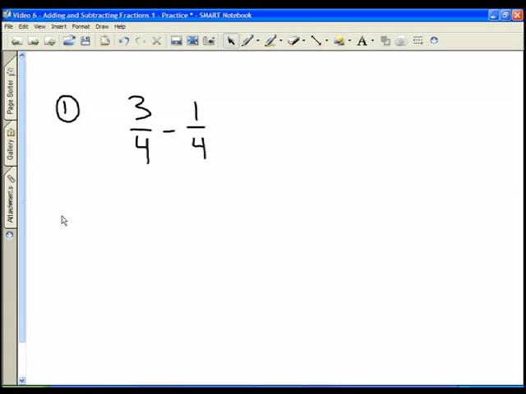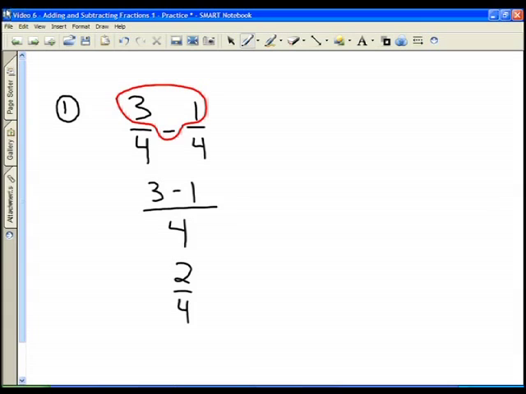So if you look at the first problem, 3/4 minus 1/4. We notice that the denominator is common to both, so we can rewrite the denominator of 4 and then perform the operations that are in the numerator. Remember, this is going to be the new numerator of our combined fraction, and we simply rewrite the common denominator. So we have 3 minus 1 over 4, which is 2/4.